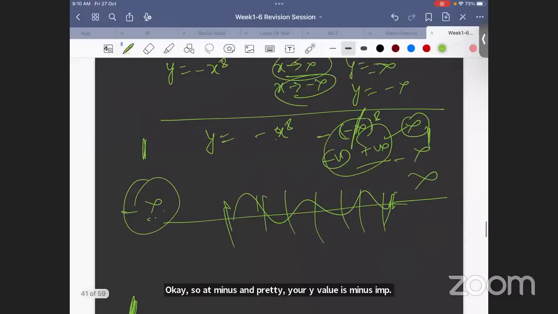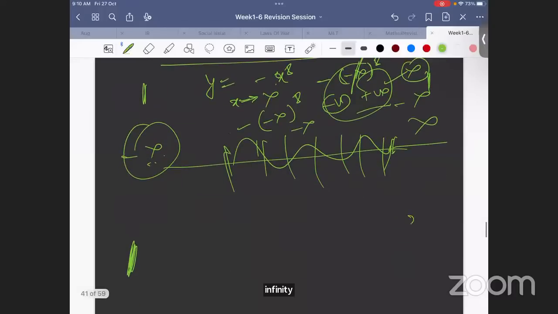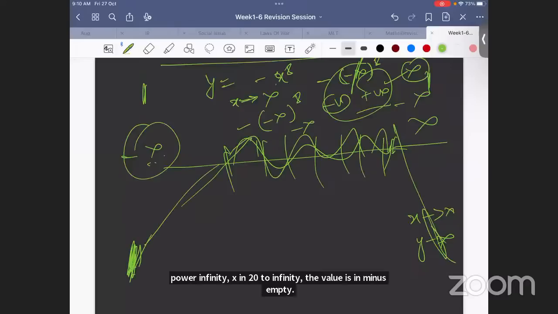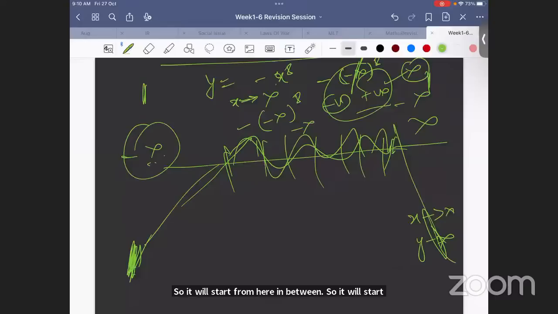And again at infinity, when x is tending to infinity, you are writing minus infinity to the power 8. So you're left with again minus infinity. So again, as x tends to infinity, your value is minus infinity. So it will start from here. In between you have a root, it will go something like this and will end like this. Is this clear to everyone?